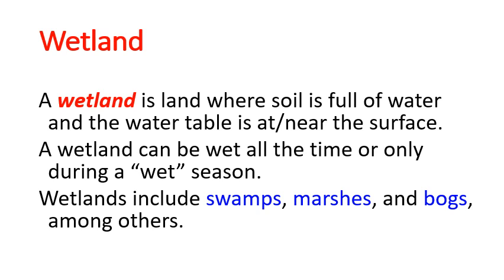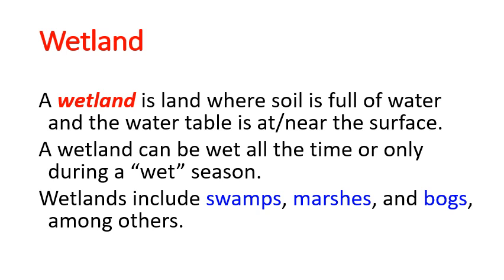First of all, what a wetland is. This is very obviously a definition I want you to have in your vocabulary list. It's land where the soil is full of water and the water table is at the surface. Now, wetland is just what it is. It's land that is sometimes wet. It doesn't have to always be wet.